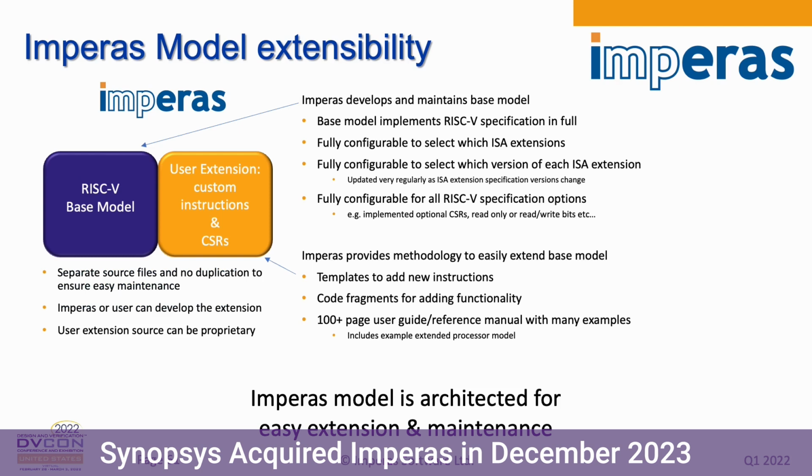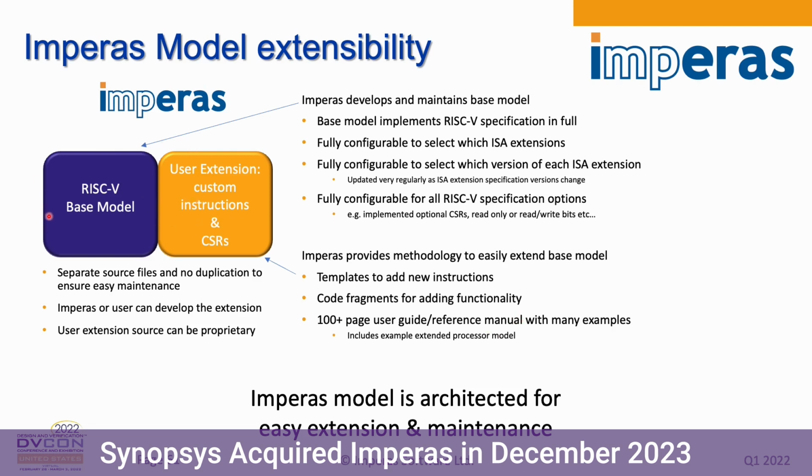One of the things that's key about RISC-V is that it's a very sophisticated instruction set architecture with a lot of different extensions, and you're allowed to add your own instructions and add your own state and registers in there. And in Imperas, we built a methodology around our modeling capability. So we develop and maintain the base model, which is the standard, which is fully configurable, so you can select all the different versions and options that you might want in there. But we have a methodology and examples and templates to show how you extend that. So you layer this on the side.